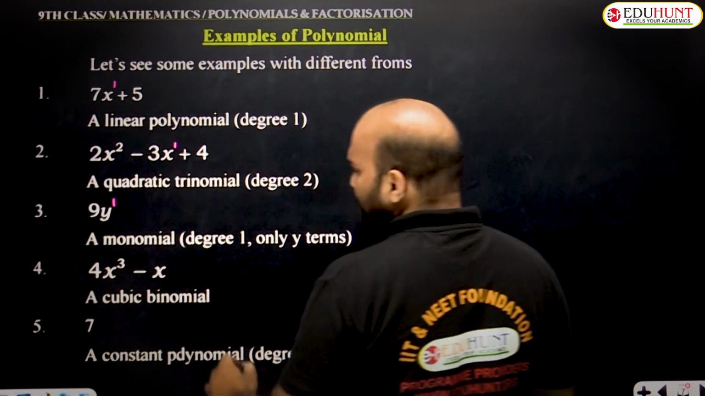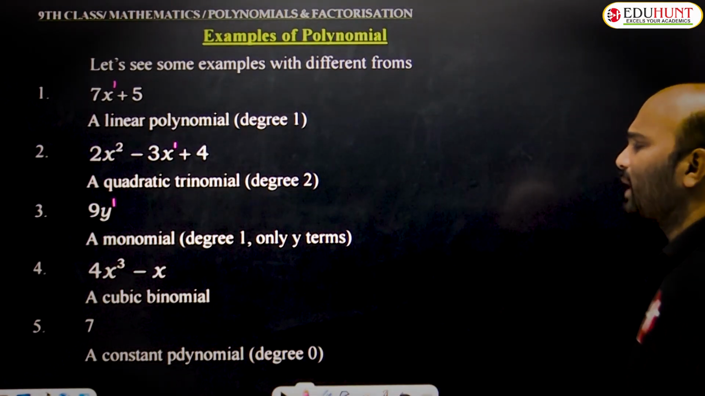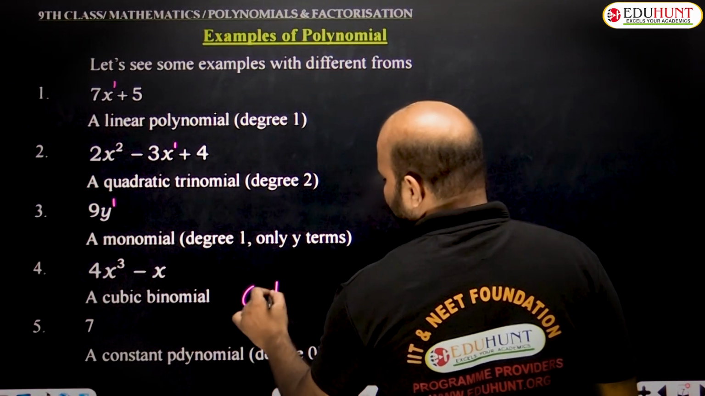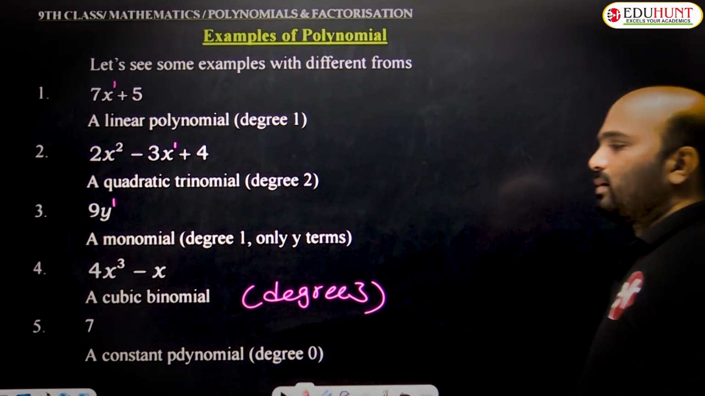In that cubic binomial, what is the degree? The degree is 3, because degree is the highest exponent value, and that is 3. So the degree is 3. Am I clear? Next one, 7 is a constant. Let's go to the fifth one.